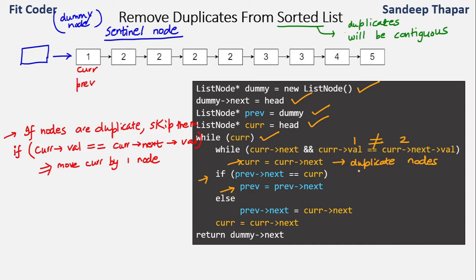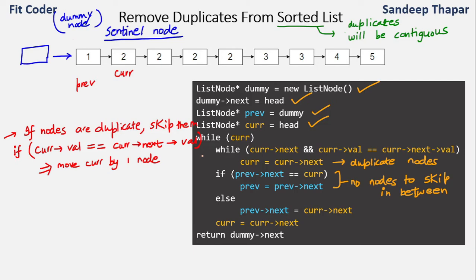So this we have done to check whether there are duplicate nodes in between previous and current. So if previous next is equal to current, that means there are no duplicates in between them. So if there are no duplicates, we can move previous by one node. But if there are duplicates, we need to skip them. So after this if statement, now we move current to the next node. So current will come at 2.